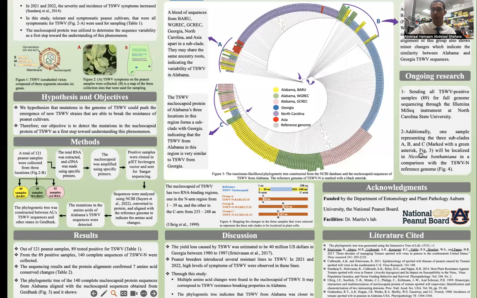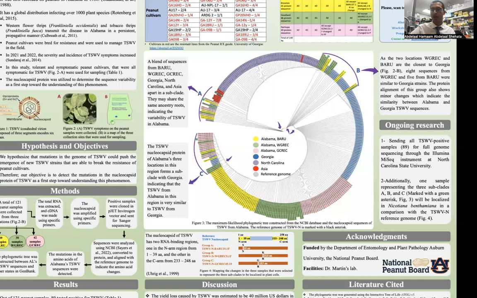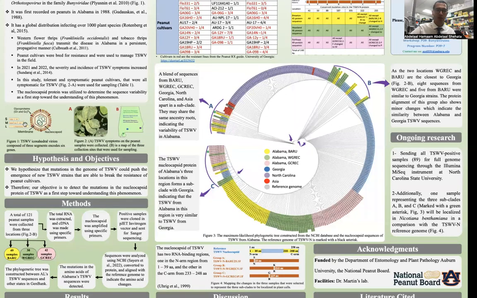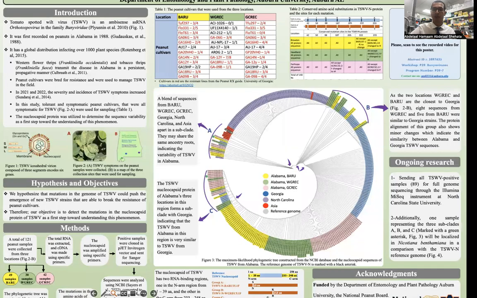And then for the ongoing research, the first one is that, as I mentioned before, we only sequenced the nucleocapsid, and we were able to observe 7 amino acid changes. So think about sequencing the whole genome. I'm guessing that we will get even more. And as I mentioned before, the 7 amino acid changes are not the only reason that contributed to the virus and its ability to overcome the resistance of the peanut. So that's what we're doing now.